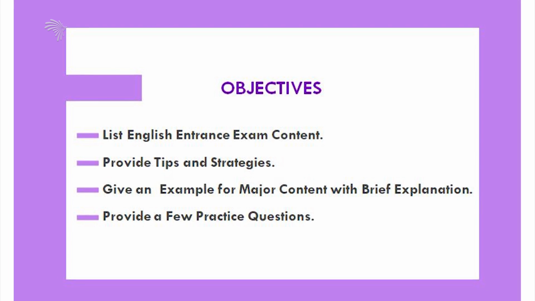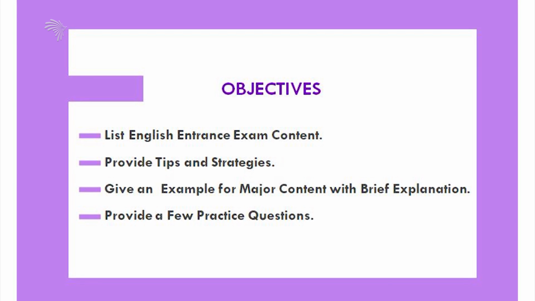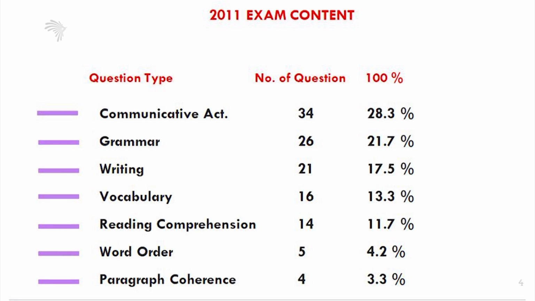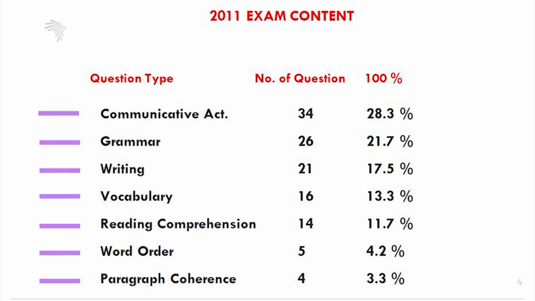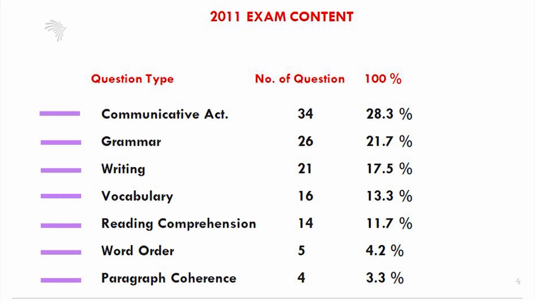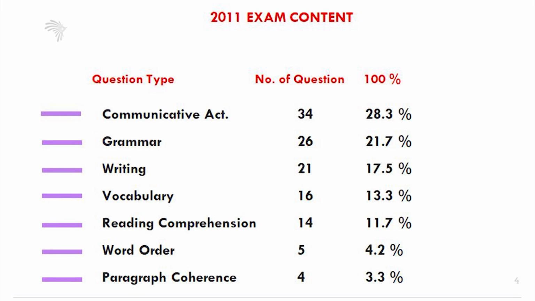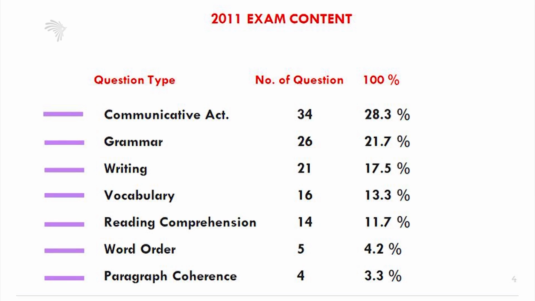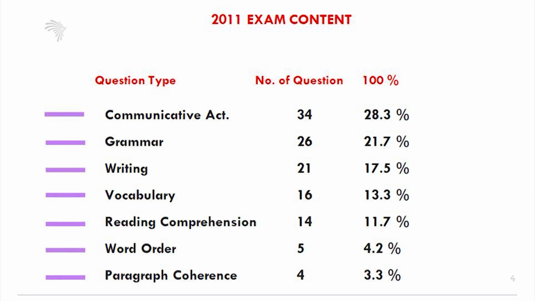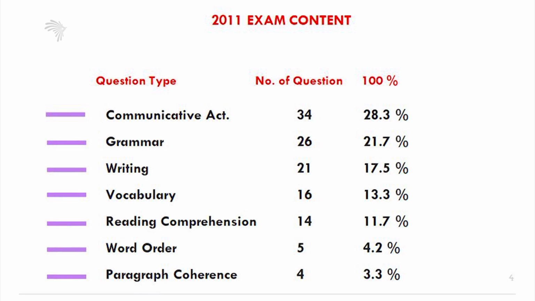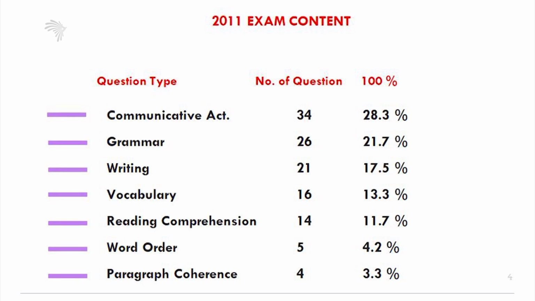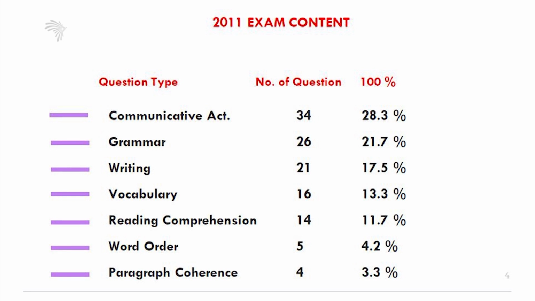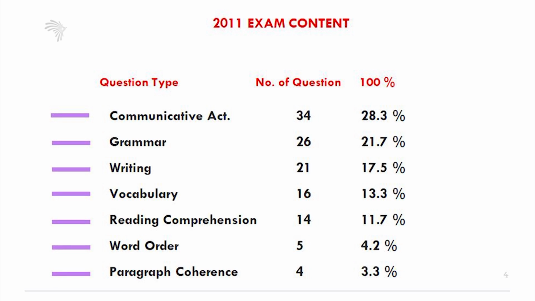Basically, today we're dealing with the reading and the writing section of the exam. Now, for instance, let's take the 2011 exam content. In that content, there are 34 communicative activities which deal with dialogues and conversations. It takes 28.3% of the whole mark. Grammar takes 26 questions and it's 21.7%. The writing section is 21 questions with 17.5%.